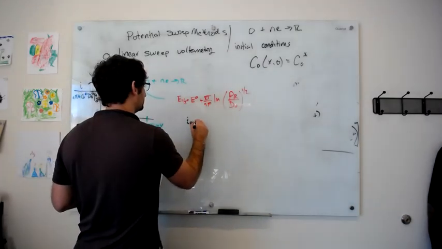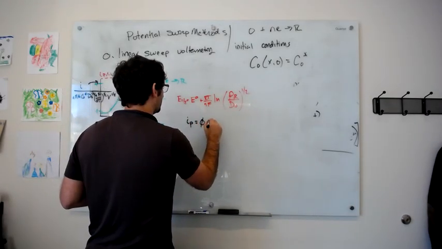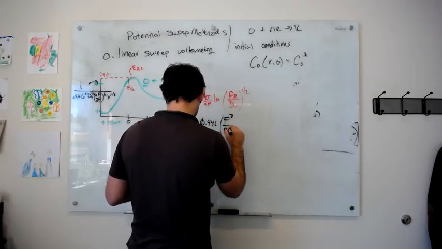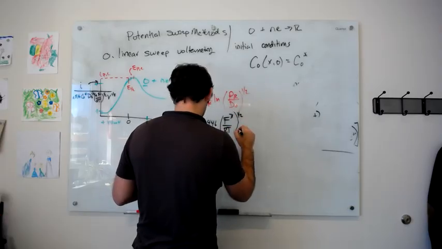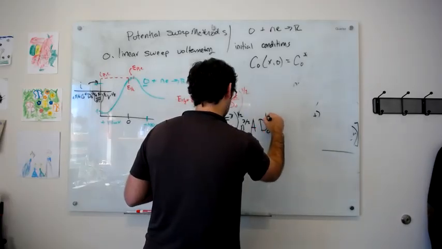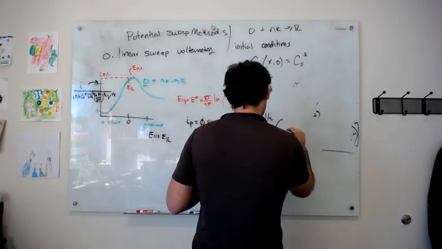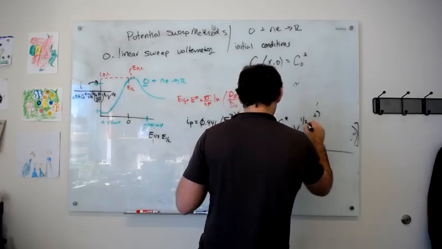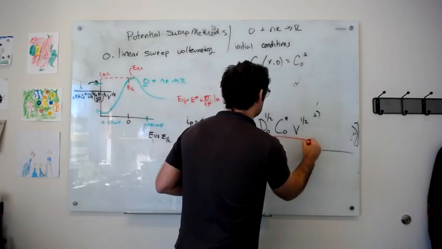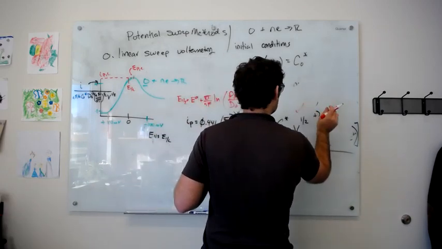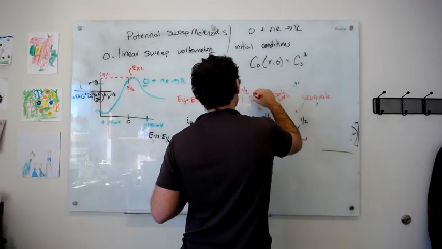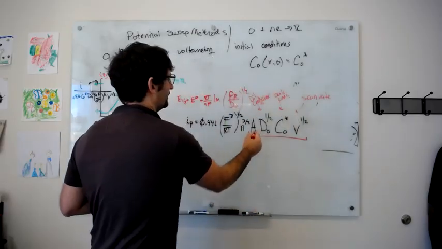So Ip, peak current, is equal to 0.446 (F cubed over RT) to the 1/2 times n to the 3/2 A D_O to the 1/2 C_O star v to the 1/2. Okay. And these, of course, are the parameters we can control. This is, again, the scan rate. This is the bulk concentration. This is the diffusion coefficient. And the area of the electrode.